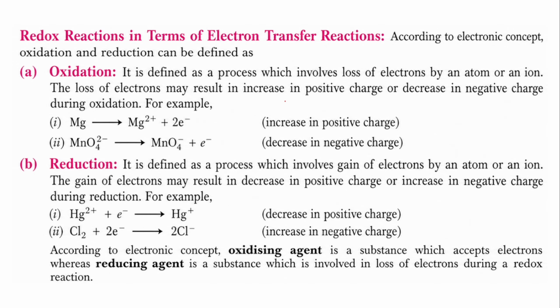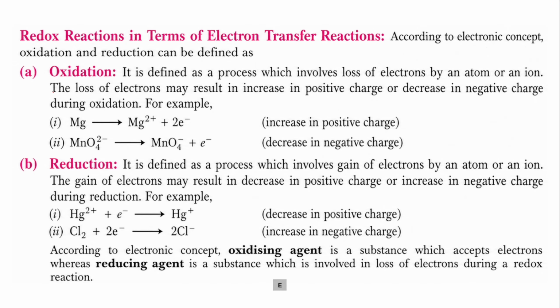Now, this is a new concept: reduction and oxidation, or redox, in terms of electron transfer reactions. One thing that you have to keep in mind is the shortcut LEO. LEO means loss of electron is oxidation. Leo is a zodiac sign also. So, loss of electron is oxidation.